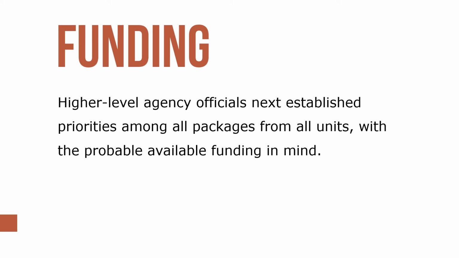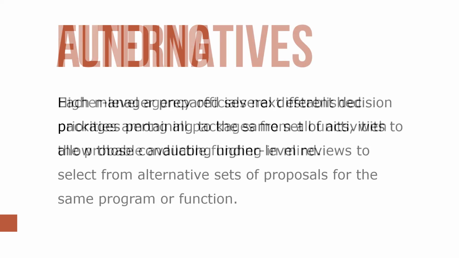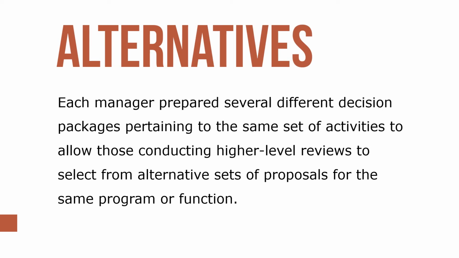Higher level agency officials next establish priorities among all packages from all units with the probable available funding in mind. The highest priority packages that could be funded within the probable total dollar allocation then were included in the agency budget request. Each manager prepared several different decision packages pertaining to the same set of activities to allow those conducting higher level reviews to select from alternative sets of proposals from the same program or function.